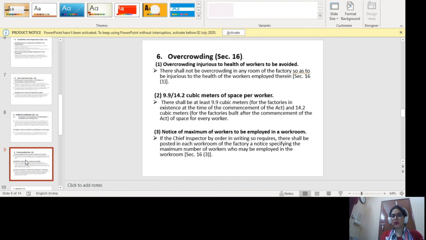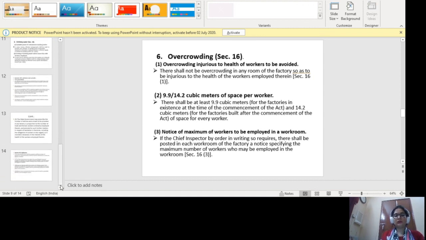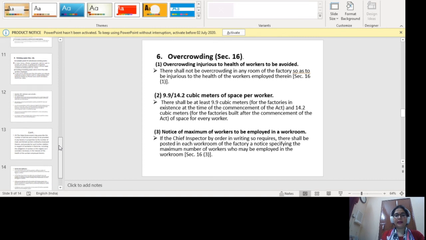Then is overcrowding. Overcrowding is injurious to the health of the workers, and as per the prescription of the Factories Act, 9.9 and 14.2 cubic meters of space per worker should be provided in the factory. And if required, the chief inspector may order any factory to place a notice of the number of workers working in any working room.